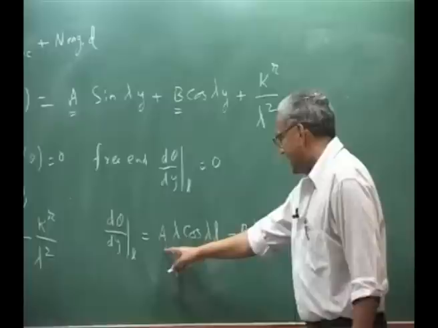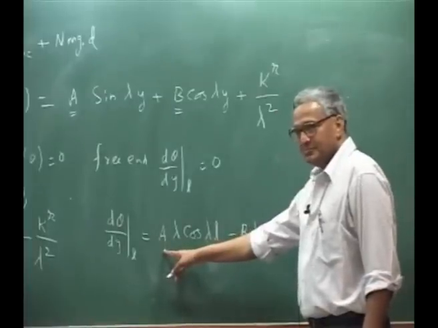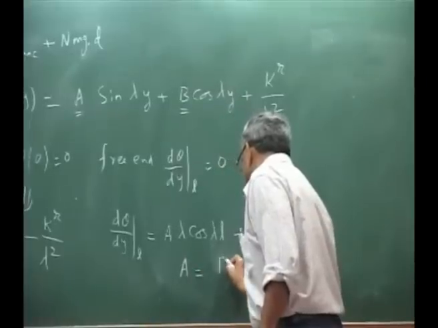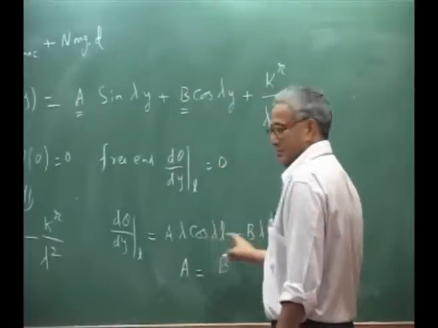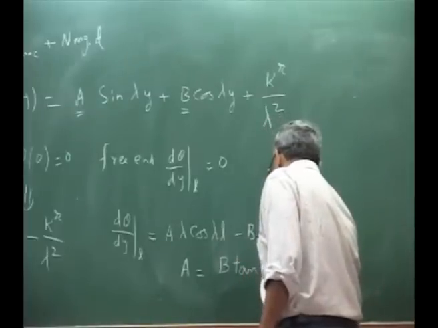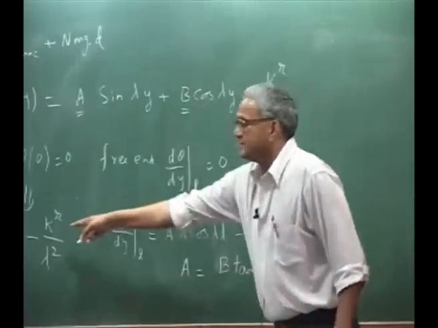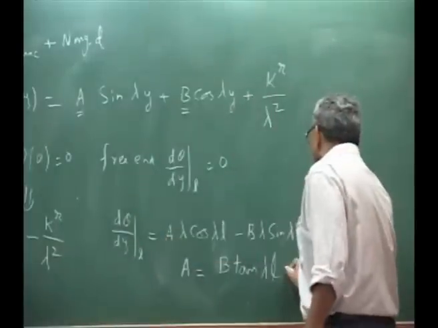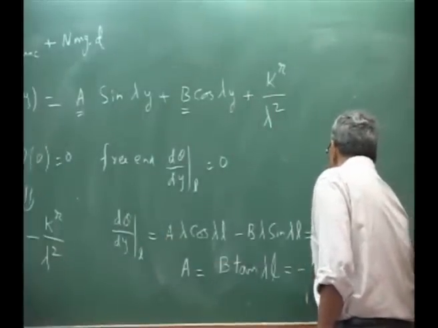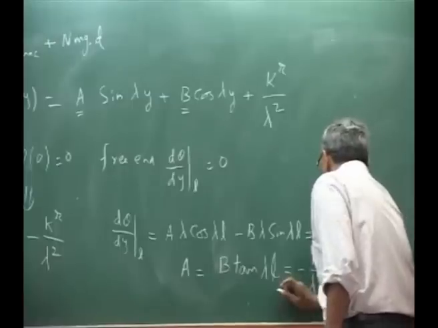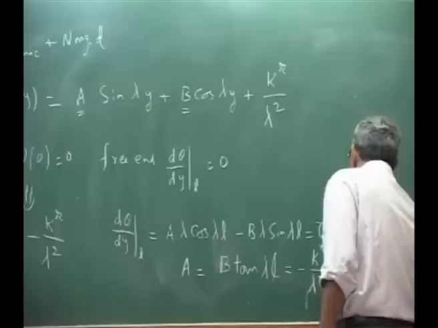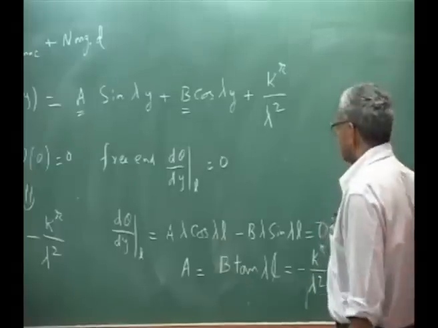So you get A is essentially B tan lambda L, and B is minus K over R, so you will get minus K R over lambda square tan lambda L. Okay.